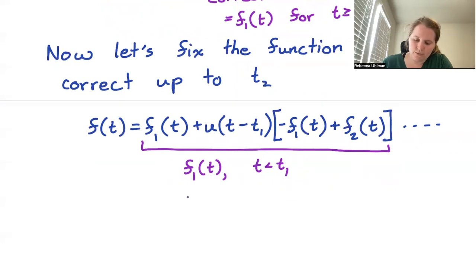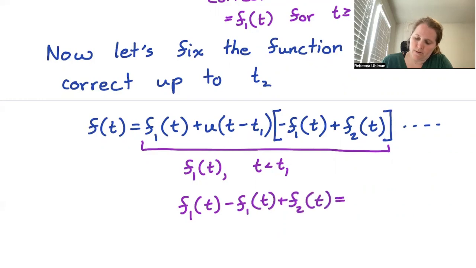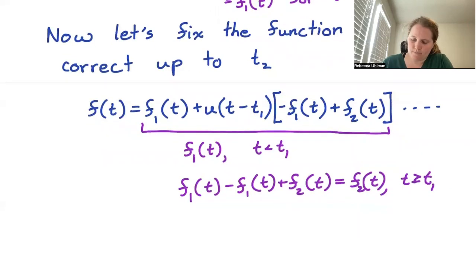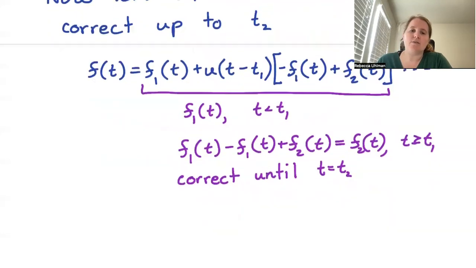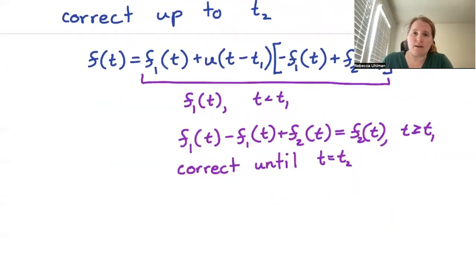So let's do for t1 to t2, it would be f1 of t. And then we would have minus f1 of t plus f2 of t equals f2 of t. And this is what it will be for t greater than or equal to t1. So this is correct until t equals t2, at which point it's f2 of t when it should be f3 of t. So our next stage then would be to correct at that point.